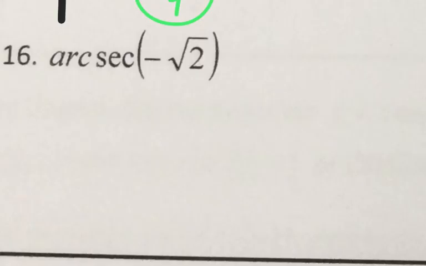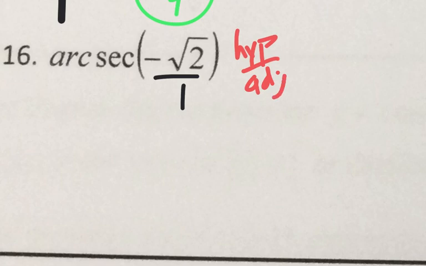Okay, so we're gonna work number 16 next. We're gonna do it in two different ways. We're gonna first work it the way it's written, and then I'll show you how you could do it with a reciprocal. So if I was asked to find the arc secant of negative radical 2, the first thing I want to do is put this over 1. So I have a ratio of sides. I know secant is the reciprocal of cosine, and cosine is the adjacent over hypotenuse. That means arc secant is a ratio of the hypotenuse over adjacent. So I know these two sides. The numerator is my hypotenuse. The denominator is my adjacent.